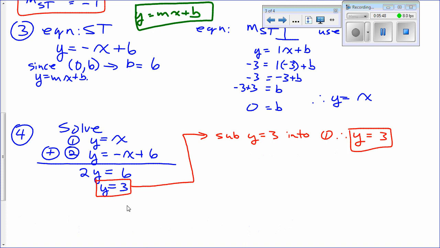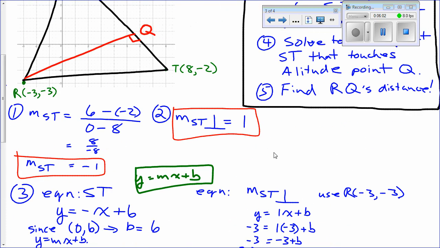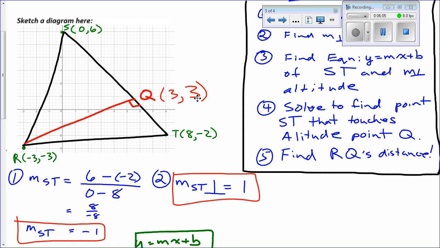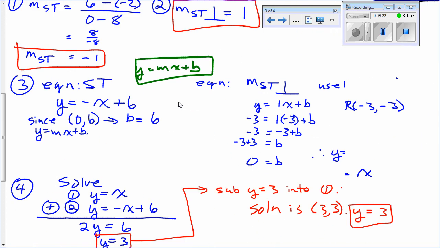Now, once we've got y is equal to 3, we substitute y equals 3 into equation 1, which means that our x value is equal to 3. So our solution is (3, 3). That's the point that Q is. Now, you know that every time we're dealing with calculations that deal with distance, we need two points. In this case, we're calculating the distance between R and Q. So let's use those two points for R and Q in our distance calculation.